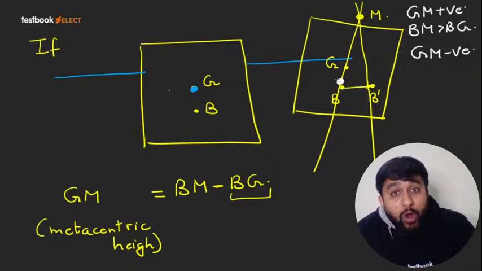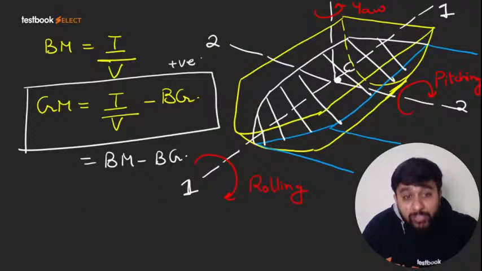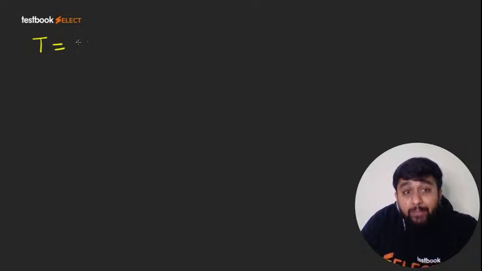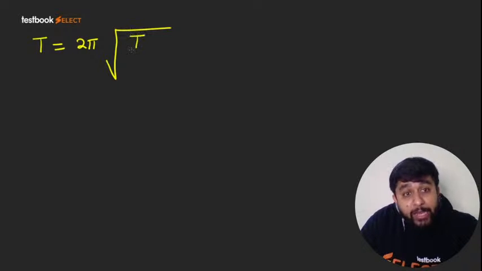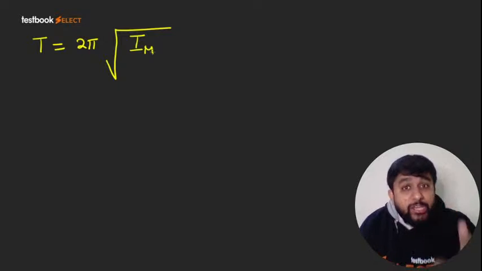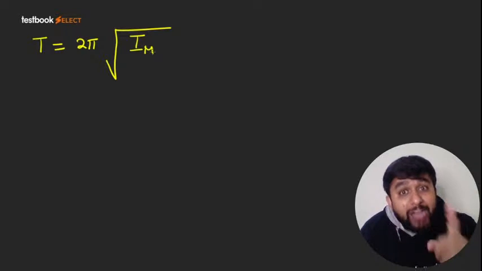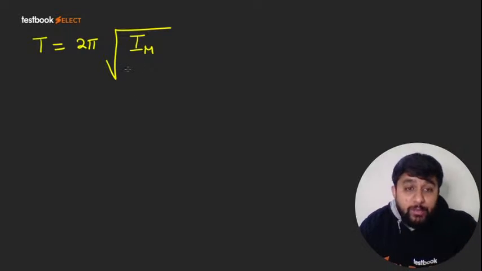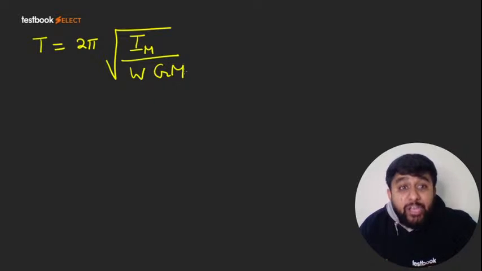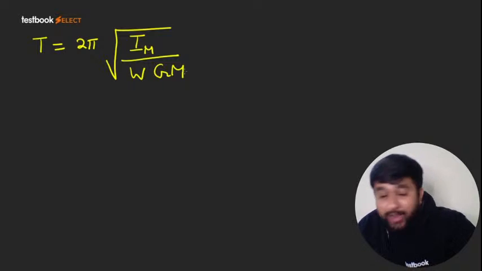And if a floating body is stable, there is a time period of oscillation. Again, this time period of oscillation is not a part of the GATE syllabus, but it can be asked in IES. Now this is equal to 2 pi into the mass moment of inertia of the entire body. Not the area moment of inertia of the water plane, but the mass moment of inertia of the entire body, divided by the weight of the body, and one more thing I am missing. That is GM, which is the metacentric height.